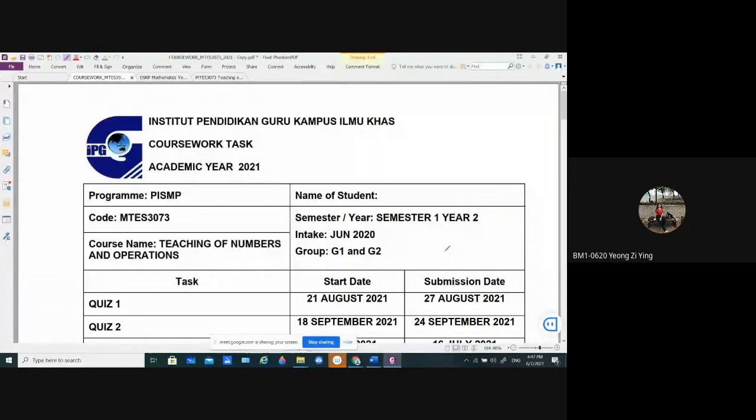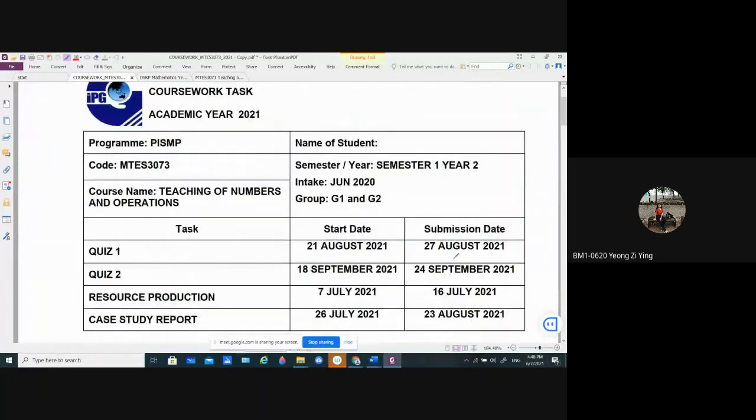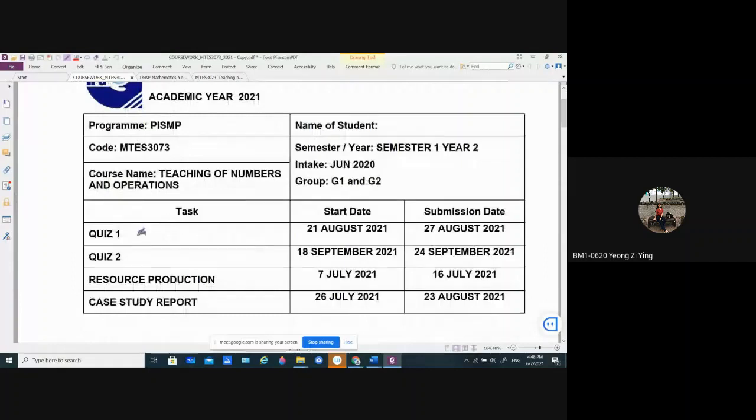Okay, so your coursework for MTES3073, as usual, we have two quizzes, okay? Quiz 1, quiz 2, and we have one resource production and one case study report, okay? So all these courseworks are set according to the RMK. We cannot do anything that's different from the RMK. We have to follow the RMK very strictly.